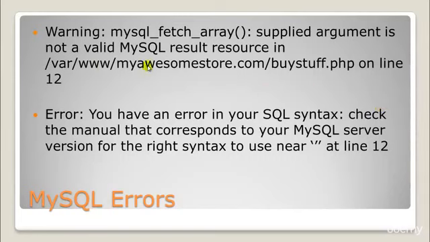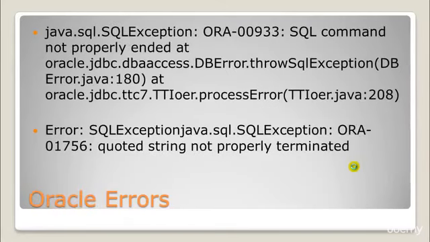As you can see, it's in /var/www/myawesomestore.com. That var means it is under Linux. Then: you have an error in your SQL syntax, check the manual that corresponds to your MySQL server version for the right syntax. That means the names are inside quotes at line 12, and it is vulnerable to multiple quotes. Then we had the Java SQL error: SQL command not properly ended, at Oracle JDBC database, and SQL exception Java Oracle.